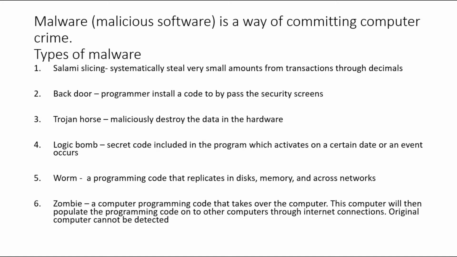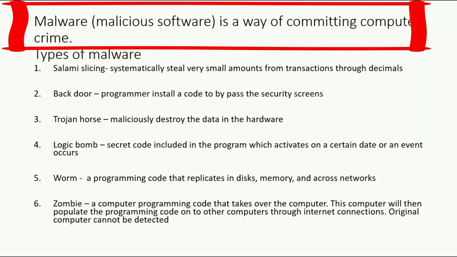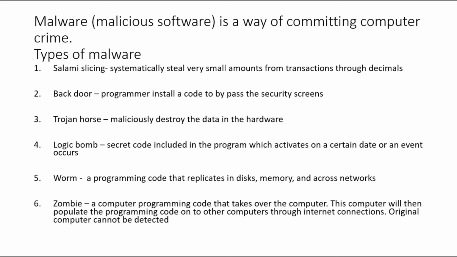So we've talked about malware, malicious software. It's a way of committing computer crime. There are 6 types of malware. First, salami slicing. It is to systematically steal very small amounts from transactions through decimals. Second is the backdoor, where a programmer can install a code to bypass security screens. Once the program is fully installed, the programmer can bypass the firewalls.